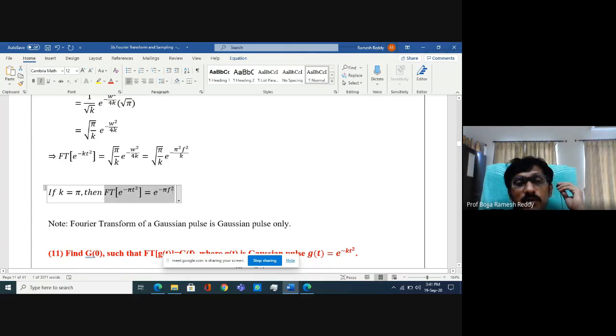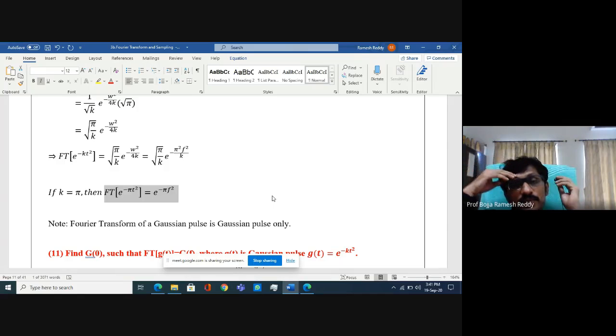Fourier transform of e power minus pi t square is equal to e power minus pi f square. Both are the same. Left side is e power minus pi t square, right side is also the same thing, e power minus pi f square. Simply replace t with f. Same answers. This is the beauty of the question. Only this one question. Frequency domain of a Gaussian pulse is a Gaussian pulse only.